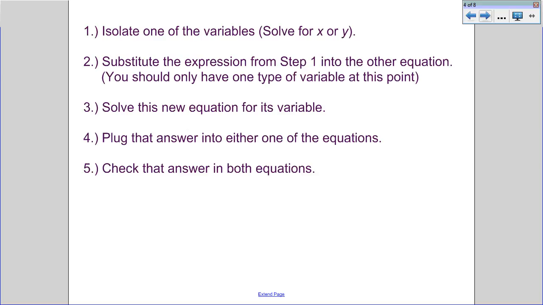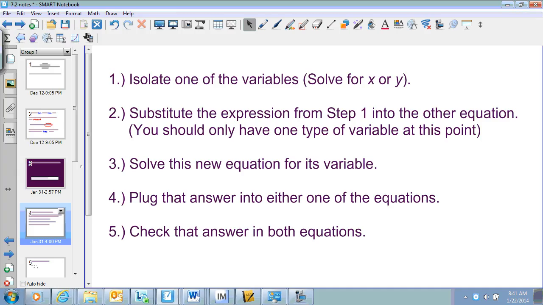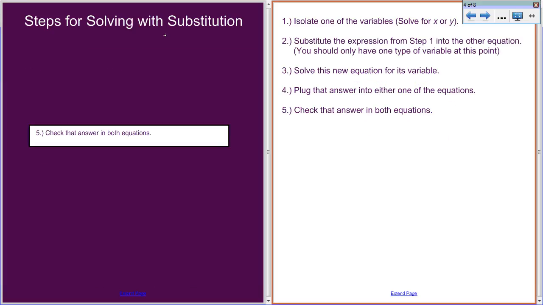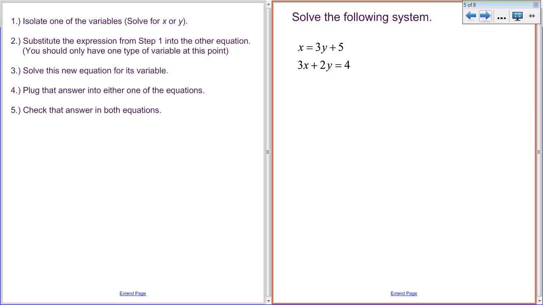Alright, so ladies and gentlemen, let's go split screen and let's take a look at how we use these steps to solve a system. So let's take a look at what we have. We have the system of equations, x equals 3y plus 5, and 3x plus 2y equals 4. This is our first problem that we're going to solve.